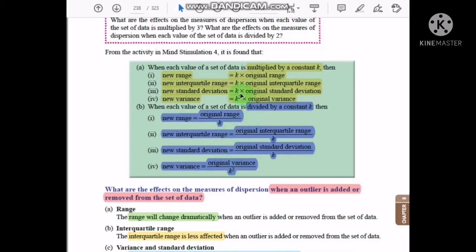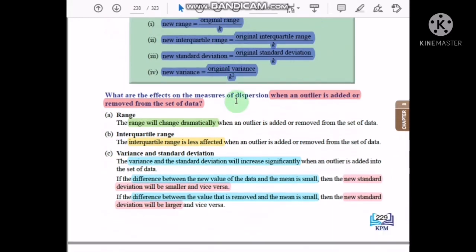That is the difference for variance only.